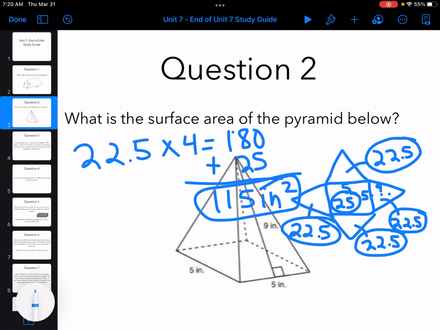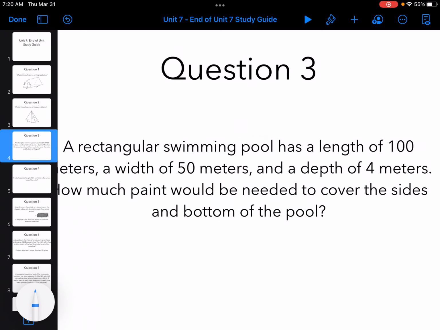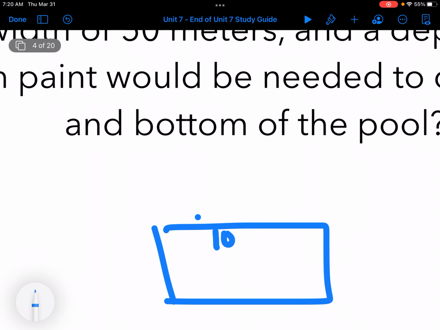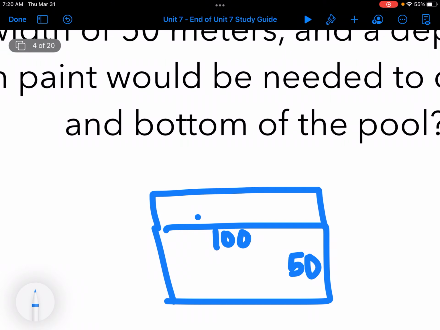For the next one, we're talking about a rectangular swimming pool. And they want to paint, so we're talking about surface area again, and they want to cover the sides and the bottom of the pool because the top of the pool is going to be water. So I'm going to draw the bottom of the pool, and I'm going to label it 100 by 50, and then I'm going to draw in my sides.